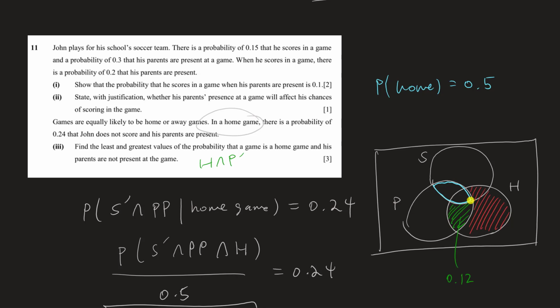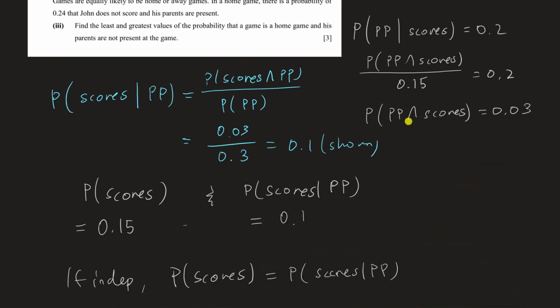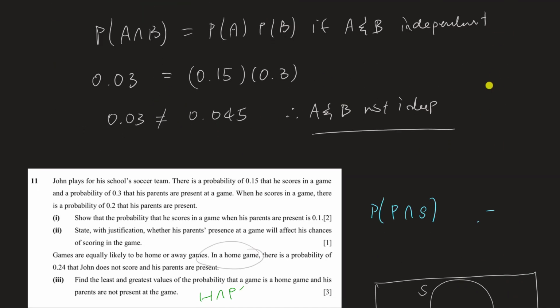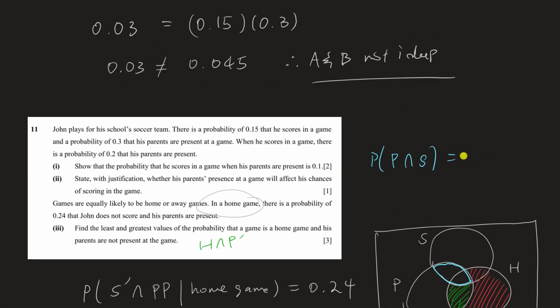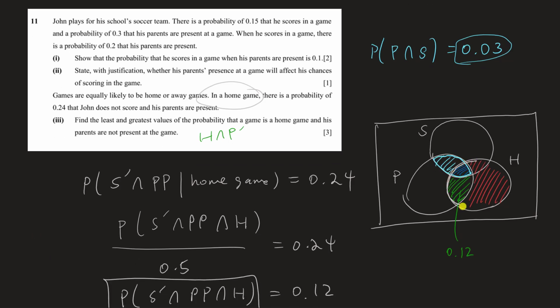First of all, let us fill in this number first. From above, this is known as P intersect S, am I right? And P intersect S is here. Probability that parents are present and he scores is 0.03. If this piece is 0.03, you notice that there are a few ways that this 0.03 can be distributed amongst light blue and dark blue. Remember, this entire home piece is 0.5, right?